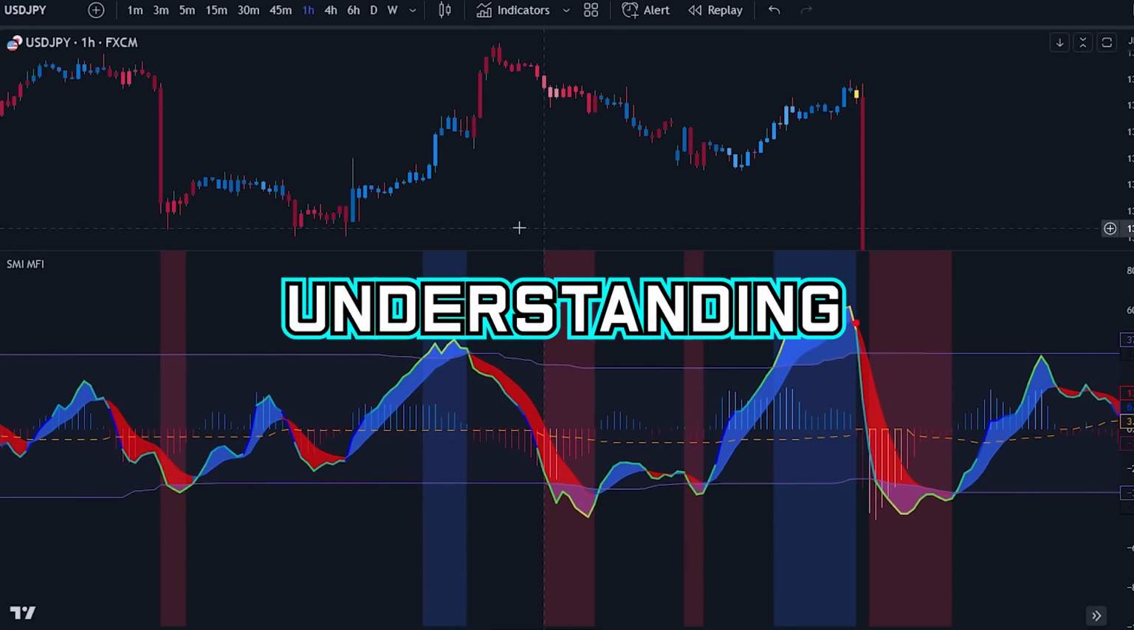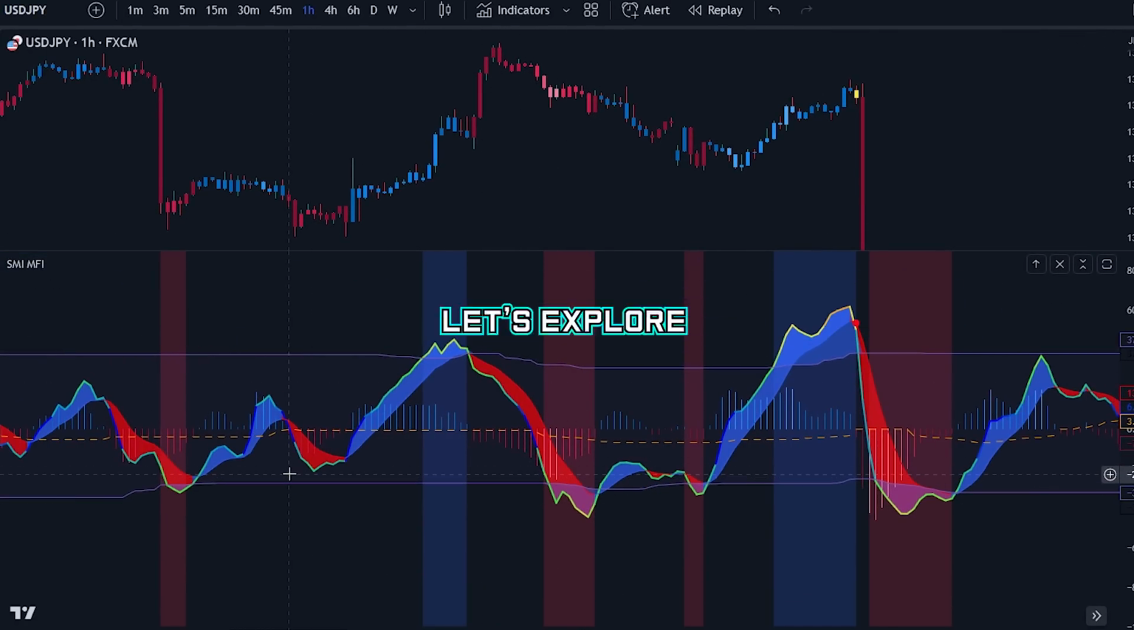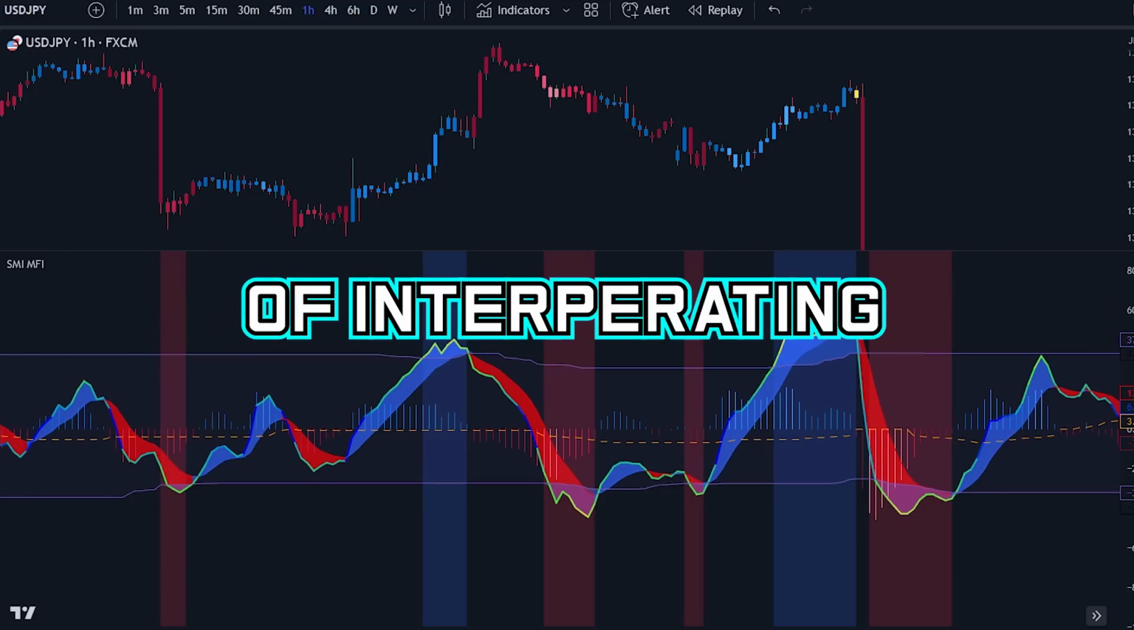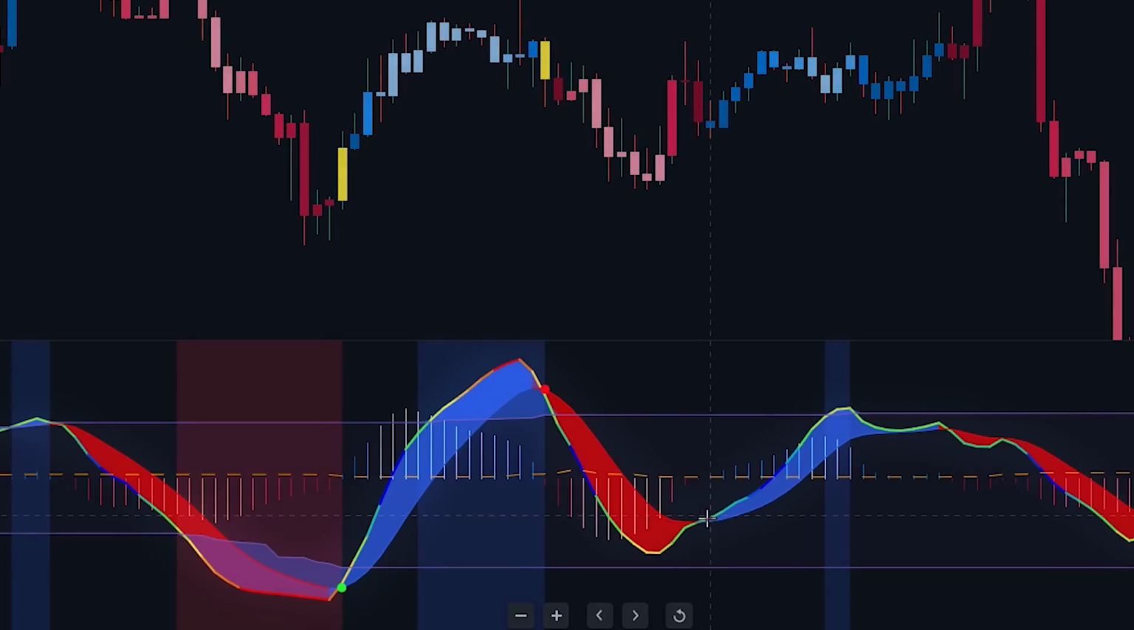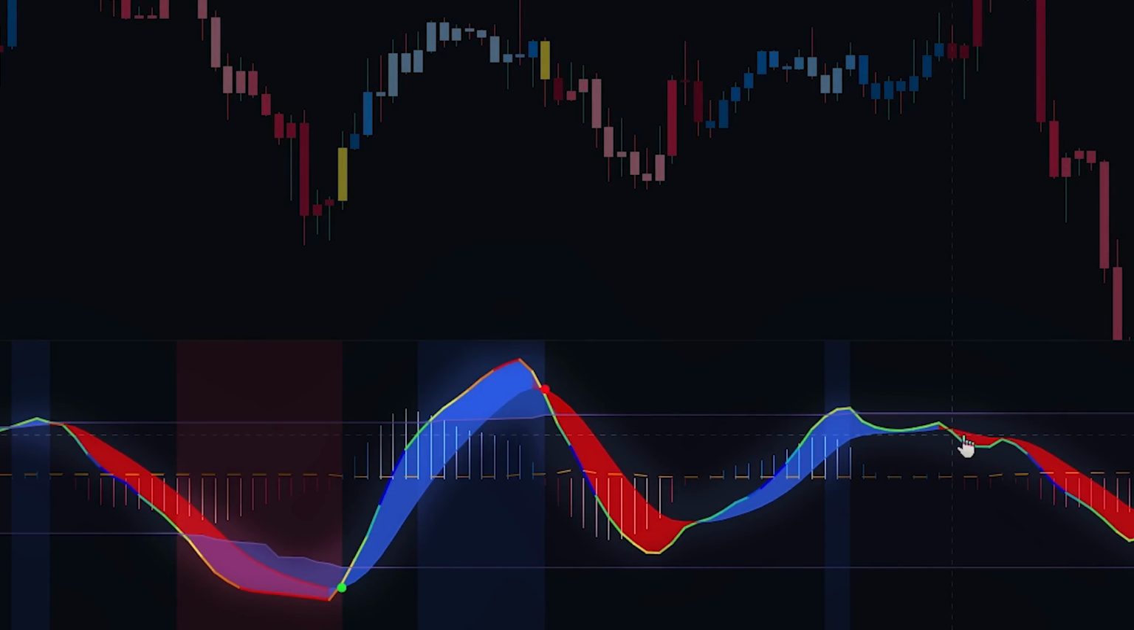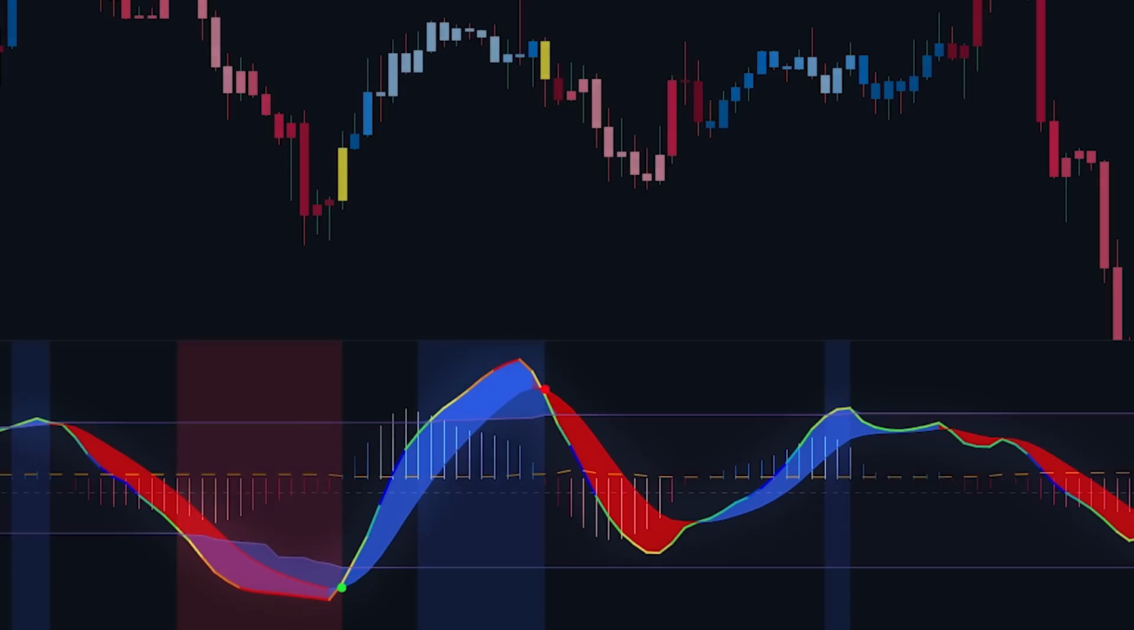Now that we have a clear understanding of how the indicator operates, let's explore the various methods of interpreting its signals. The most common approach to reading the indicator involves observing crossovers. Different types of crossovers indicate distinct signals. Firstly, we have the regular crossovers between the SMI MFI line and the signal line. When the color switches from red to blue, it signifies a short-term buy signal. Conversely, if the color switches from blue to red, it indicates a short-term sell signal.